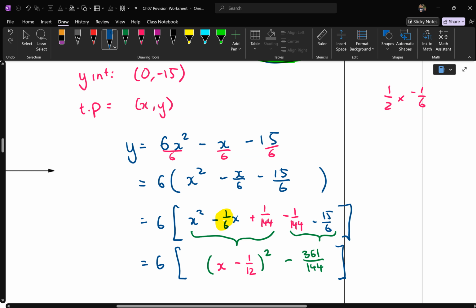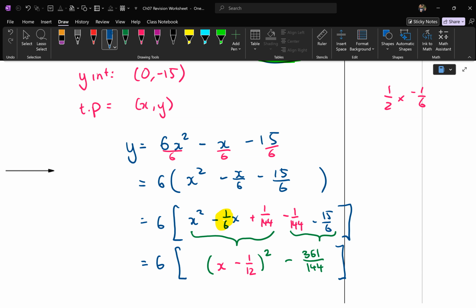So let's have a think about what I just did there. I just took out a 6. Divide them all by 6 when you're taking out a factor. So 6 becomes x squared, 1/6, 15/6. I complete the square here by simply taking the middle number, halving it, and squaring that number, which gives you these two. This fraction here you can type on a calculator.